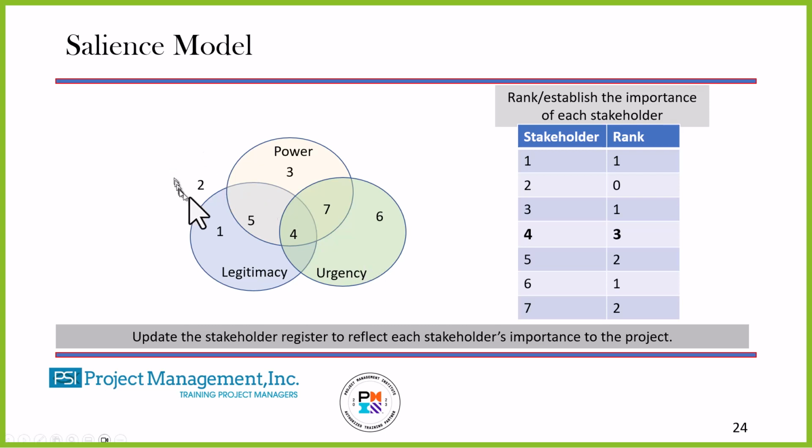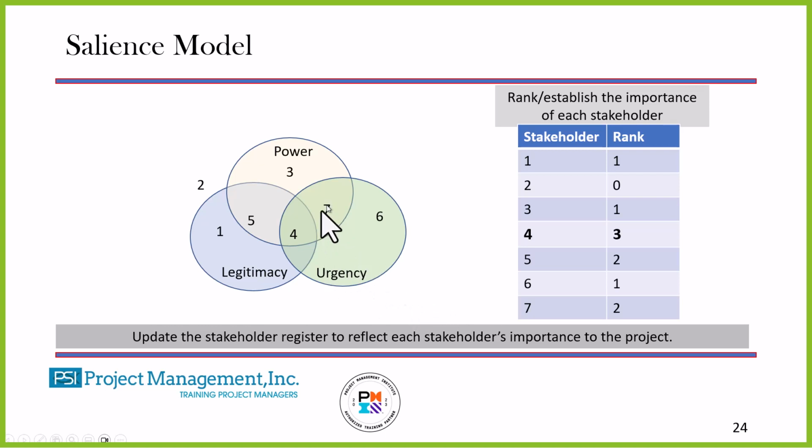So you take number 2, is out in La La Land. They're unaware of the project, really. Number 1 has legitimacy. Number 6 has urgency. And number 3 has power. So each one of those will get a score of 1. However, stakeholder number 5 has power and legitimacy. So number 5 is going to get a score of 2. Number 7 has power and urgency, so they get a score of 2.